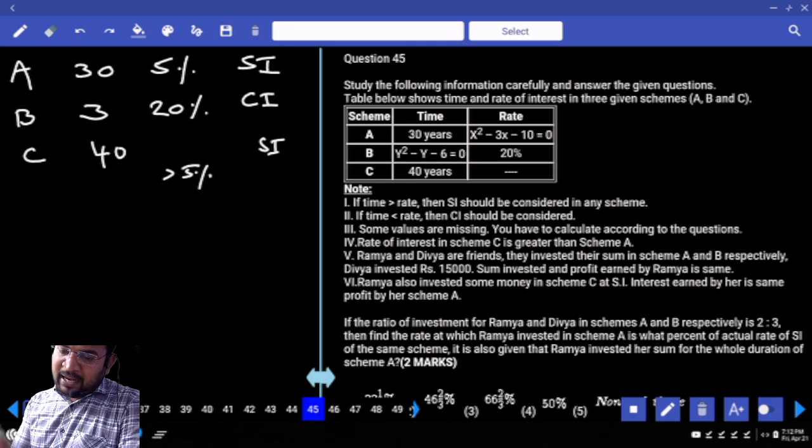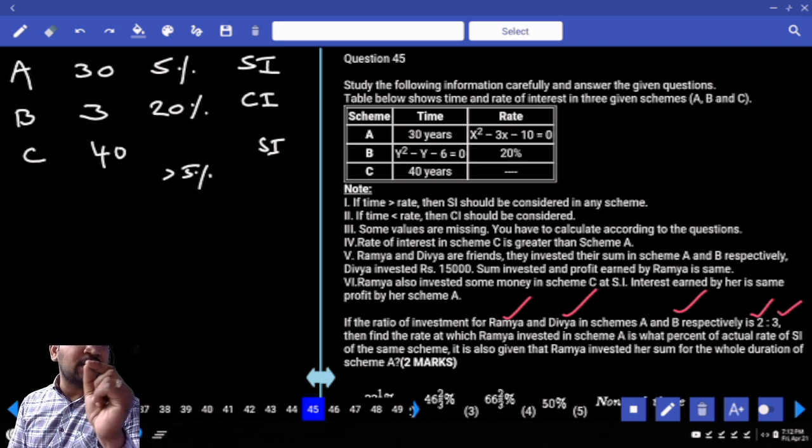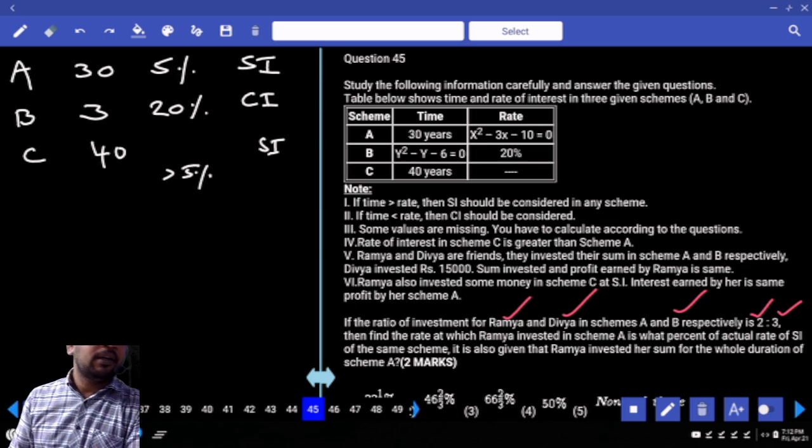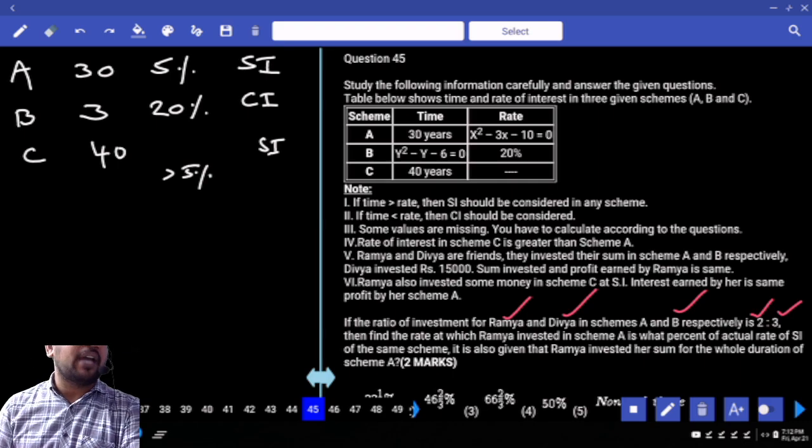In scheme A, Ramya's investment was how much? 2 parts. In scheme B, Divya's investment was how much? 3 parts. We know very well Divya's investment is 15,000. 3 parts is 15,000, 2 parts is 10,000. Are you clear? Therefore, Ramya's investment was 10,000, in scheme A. If you observe carefully here, scheme A principal is 10,000.